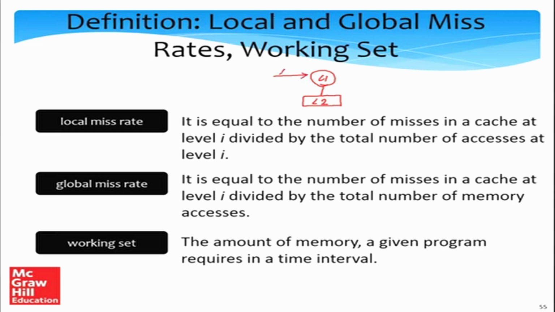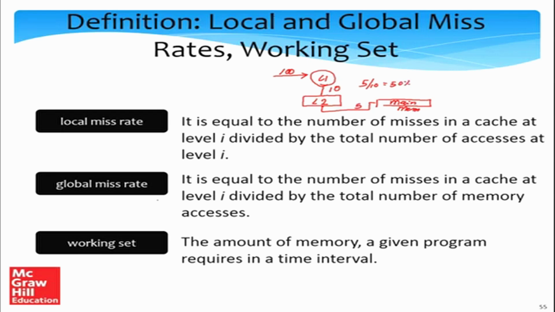Let's assume 100 accesses go to the L1 cache, and then 90 of them have a hit in L1, but 10 go to the L2. And from the L2 to the main memory, 5 accesses go. So at the L2, the local miss rate is essentially, it gets 10 accesses and has 5 misses. So the local miss rate is 50%.